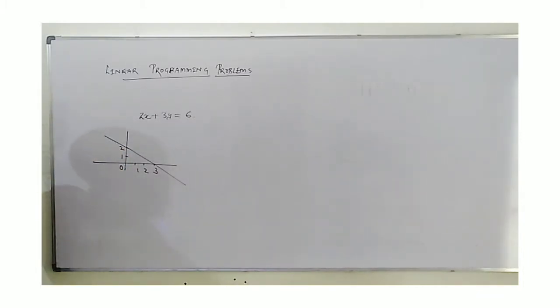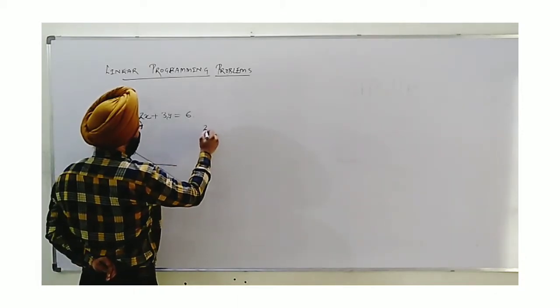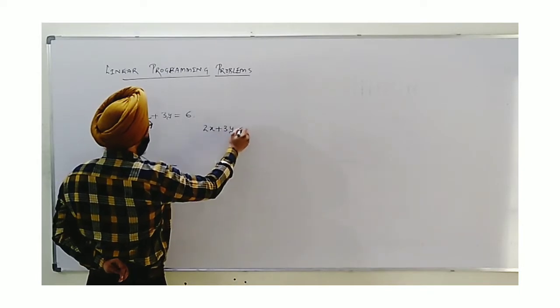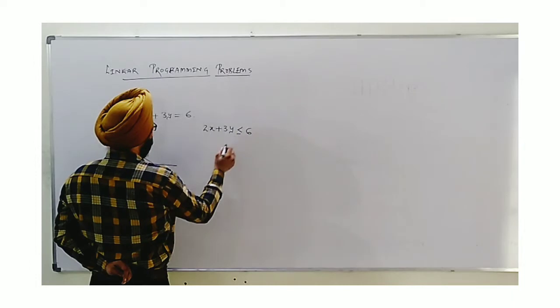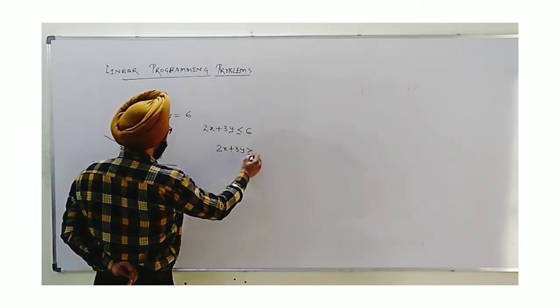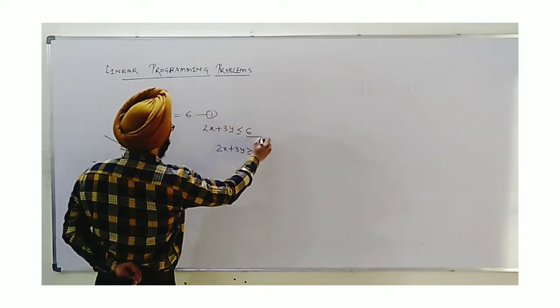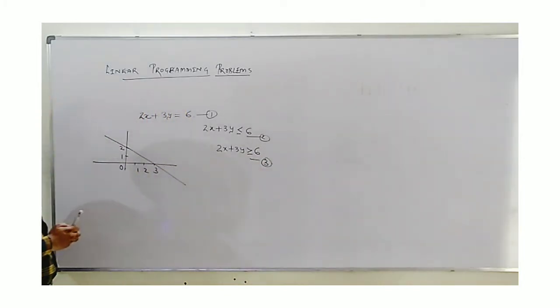Now this is a straight line given with a sign of equality, but suppose I convert this in the form of inequation. What are inequations? Which we have seen. If I consider one inequation like 2x plus 3y is less or equal to 6, and the other inequation as 2x plus 3y is greater or equal to 6. This is an equation and these two are inequations.